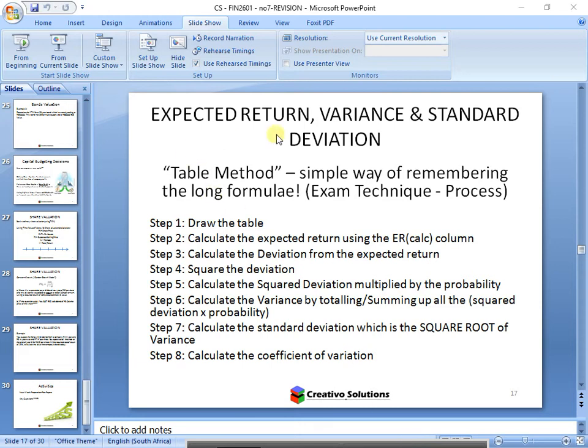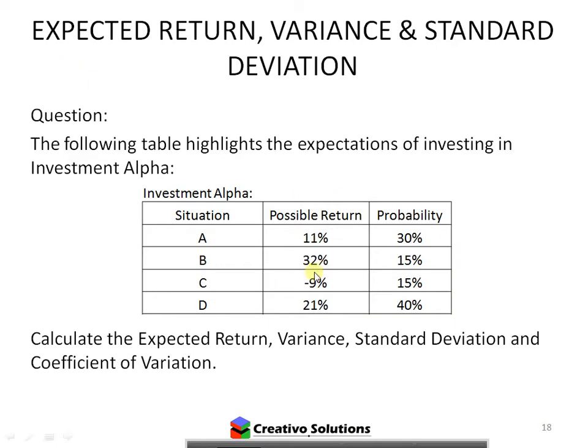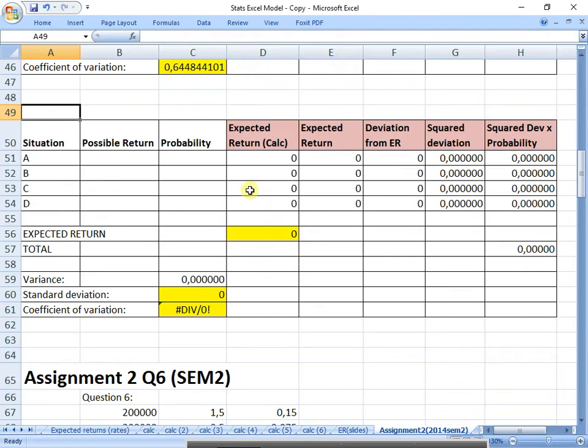To calculate the expected return, variance, and standard deviation, you need to follow the steps. Okay, so the first step is obviously to do what? Take those figures and post them through to your table. Make sure that this is in decimals, not percentages. Remember, you can't use percentages in the table.